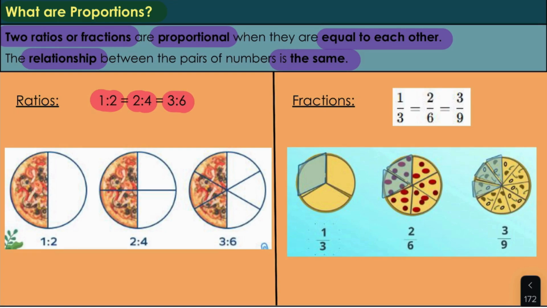We can see the ratio of pizza slices that are left to the total pizza slices is the same in all three pizza diagrams. On the right side, these fractions are equal to each other. And we can see 1 out of 3 slices is the same as 2 out of 6 slices, which is the same as 3 out of 9 equal slices.